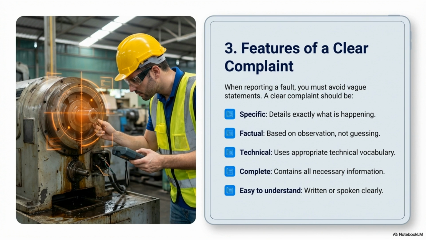First, the complaint should be specific. This means it clearly explains what happened, instead of using vague statements. Second, the complaint must be factual. It should describe what was observed, not guesses or assumptions. Third, it should use technical language when appropriate, especially when describing equipment behavior or system faults. Fourth, it should be complete. Important information such as time, equipment involved, and symptoms must be included. Finally, the complaint should be easy to understand. Whether spoken or written, the message must be clear so that technicians can respond quickly.